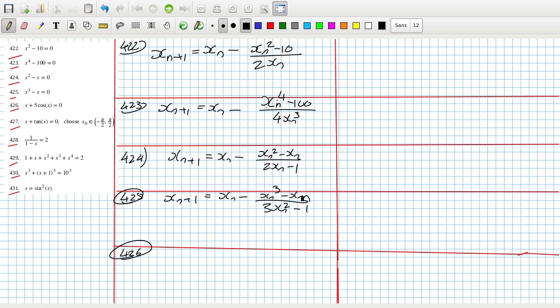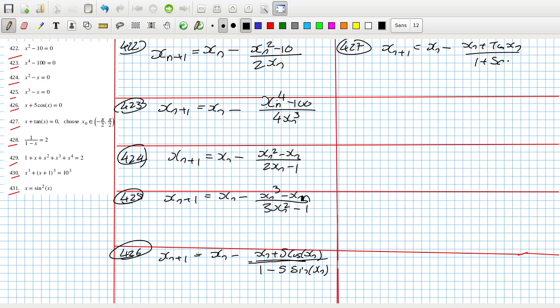426: x_{n+1} = x_n minus, no, don't do that mistake again, Stephen. (x_n plus 5 cos x_n) all over (1 minus 5 sine x_n). 427: x_{n+1} = x_n minus (x_n plus tan x_n) over (1 plus sec squared x_n).